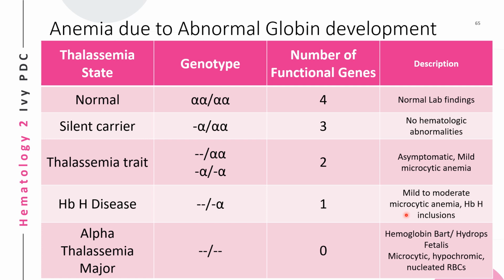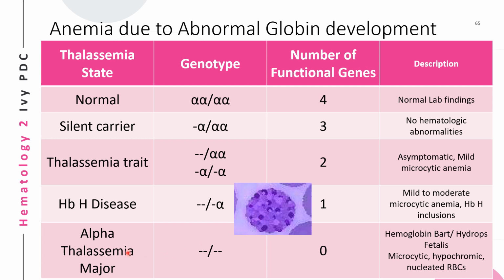When these red blood cells are incubated with brilliant cresyl blue or new methylene blue, the RBCs would display hemoglobin H, and this is what we call the golf ball or the raspberry cells.